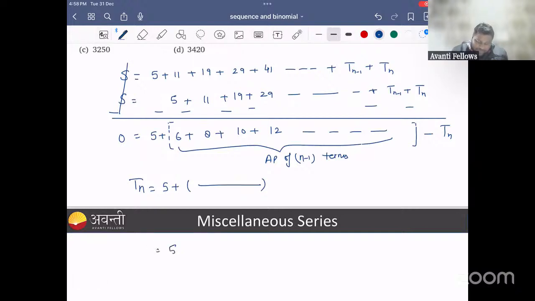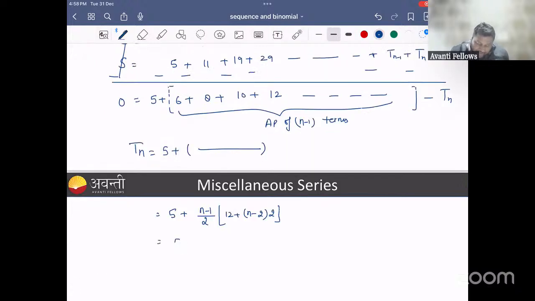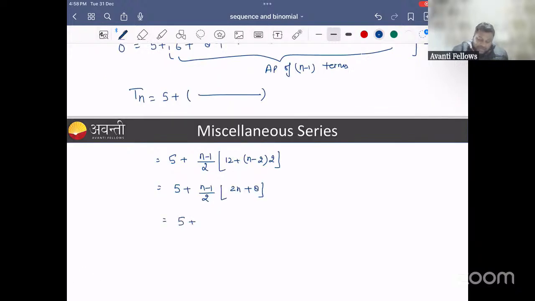So that is 5 plus the AP sum, which will be n minus 1 by 2 into 2 times 8 plus n minus 2 into d. d is 2. So it is 5 plus n minus 1 by 2 into 2n plus 8. So it is 5 plus n minus 1 into n plus 4. Correct? This is your Tn. So it is n square plus 3n plus 1.